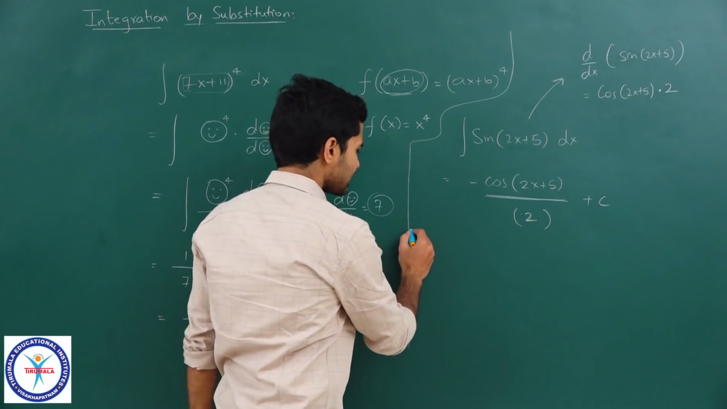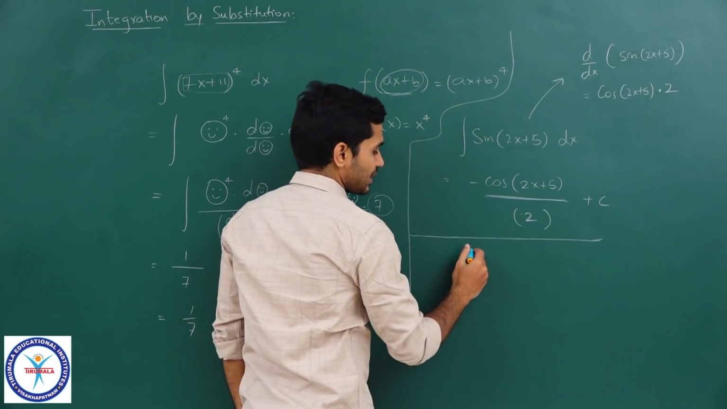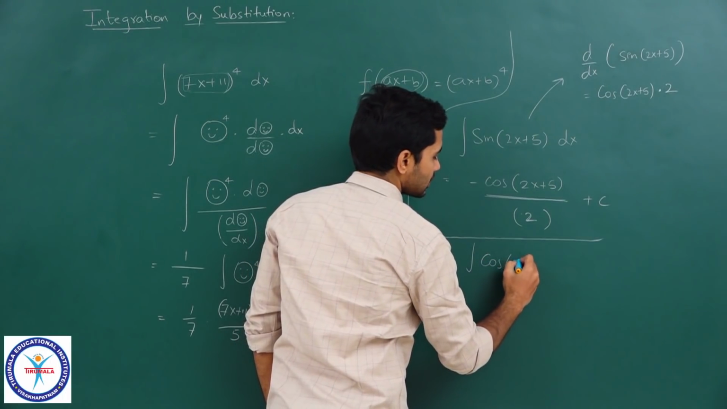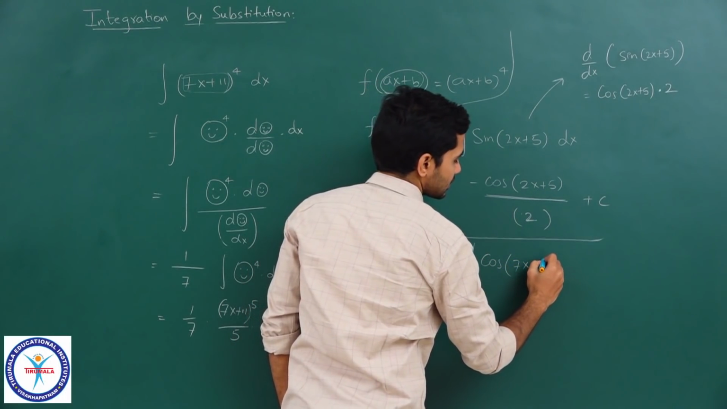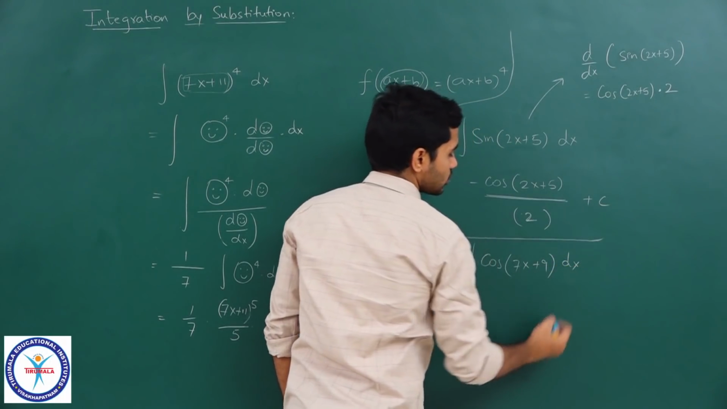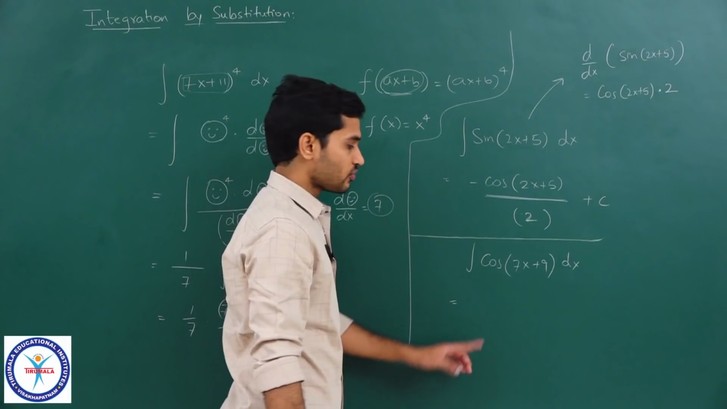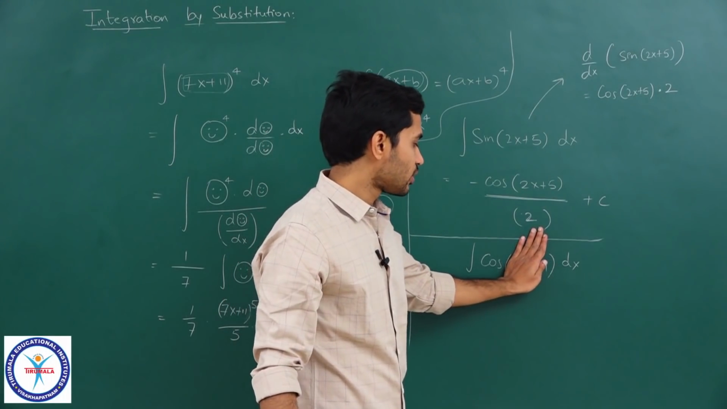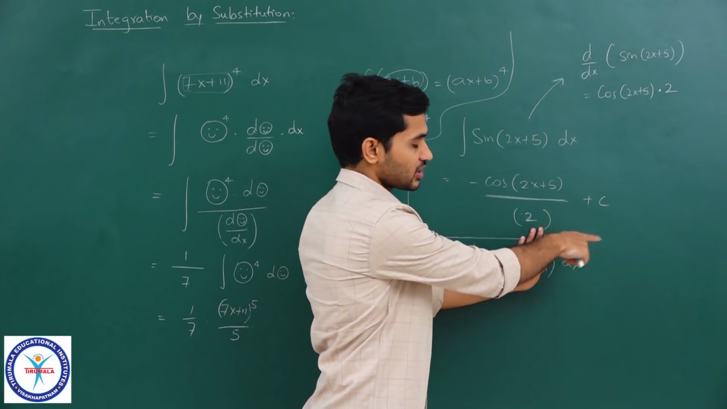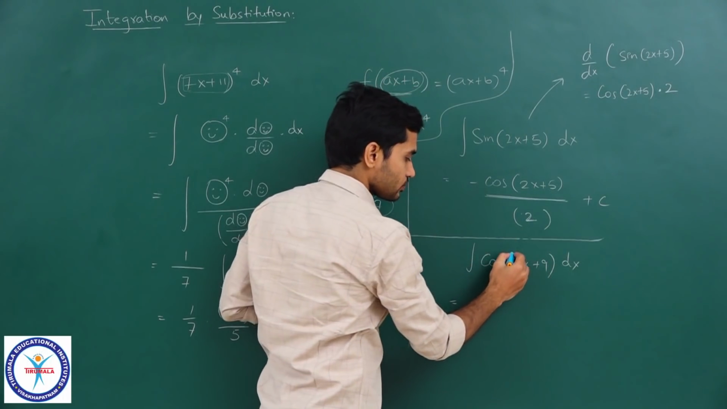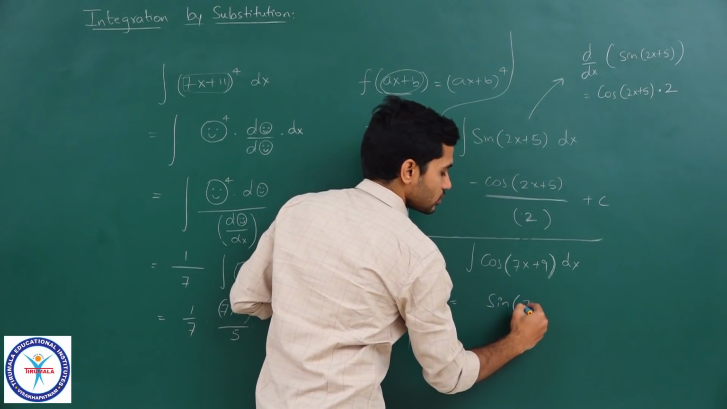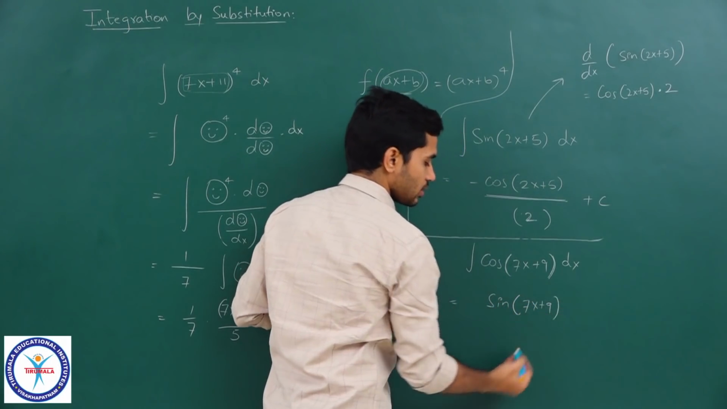So, let us see. For example, let us say we have integral of cos 7x plus 9 dx. Once again the idea is same. First I will integrate this expression without even looking at this, clear. Cos of anything, when I integrate that with respect to the same thing, what will I get? The cos function when integrated gives me sine function. So, sine 7x plus 9, correct.